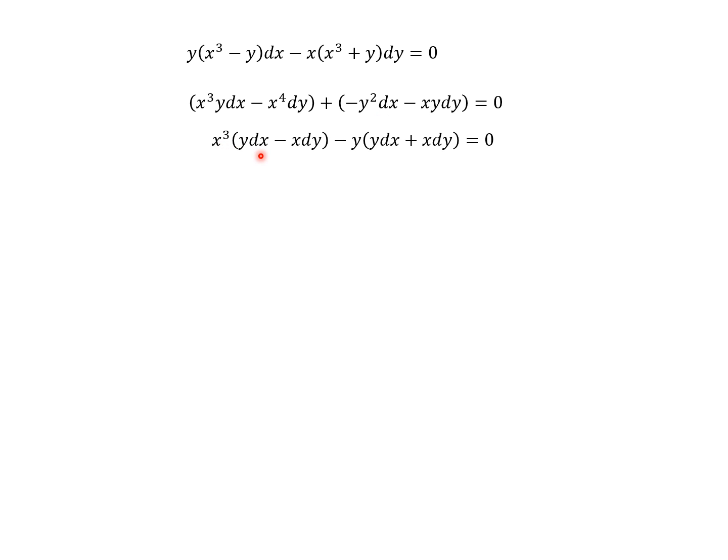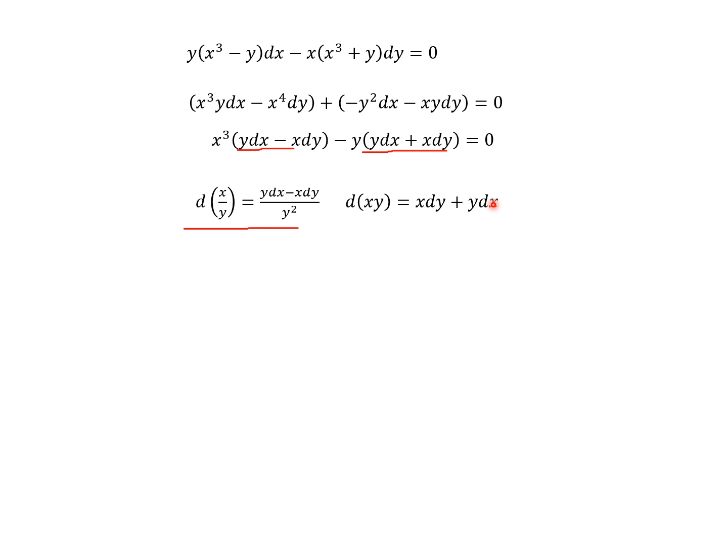Factoring x cubed gives you (y dx minus x dy), and factoring negative y gives you (y dx plus x dy). These terms are elements of some common derivatives or differentials. So remember that the derivative of x over y is (y dx minus x dy) over y squared, and the derivative of xy is x dy plus y dx.